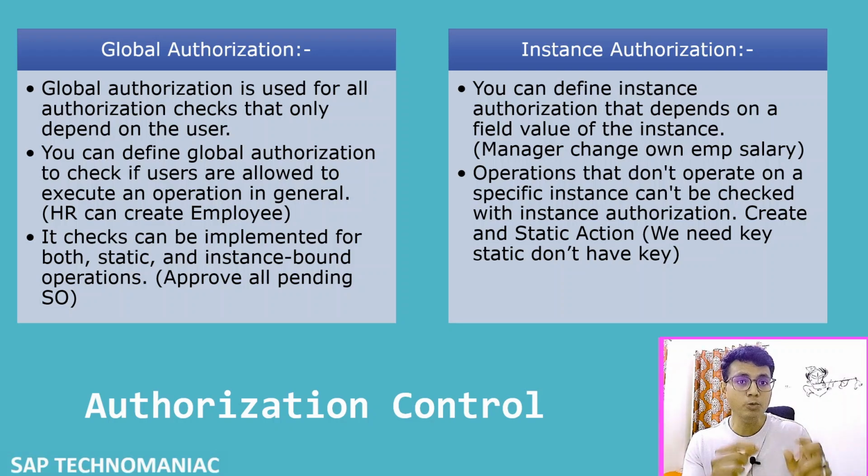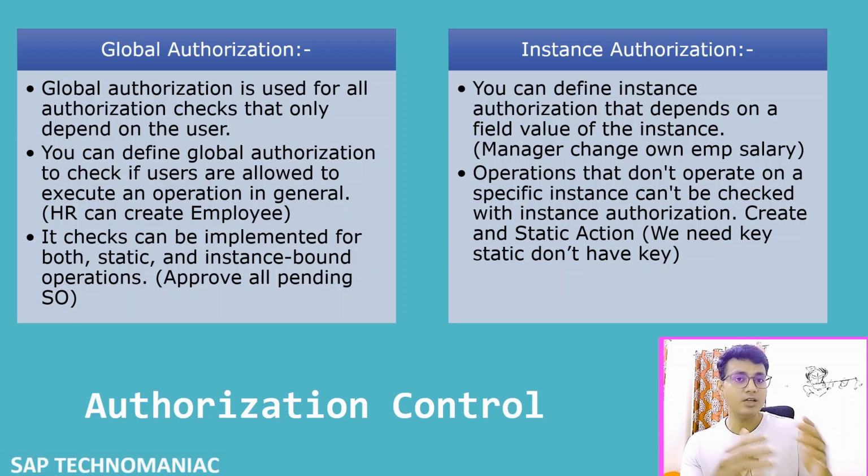If we want to do the checks against the value which exists in the transactional buffer, what will be available in the instance authorization method? In the interface, we have importing and exporting parameters. In the importing parameter, only the keys will be available for that particular instance which you want to change. Based on the keys, we will read the transactional buffer and read those values, and for those values we will check whether the user has access to update them or not. That we will do in the instance authorization.